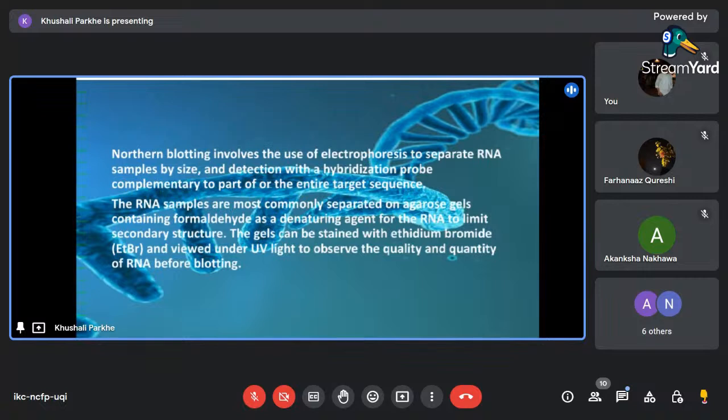Northern blotting involves the use of electrophoresis to separate RNA samples by size and detection with a hybridization probe complementary to part of or the entire target sequence. The RNA samples are most commonly separated on agarose gels containing formaldehyde as a denaturing agent for the RNA to limit secondary structure. The gels can be stained with ethidium bromide and viewed under UV light to observe the quality and quantity of RNA before blotting.